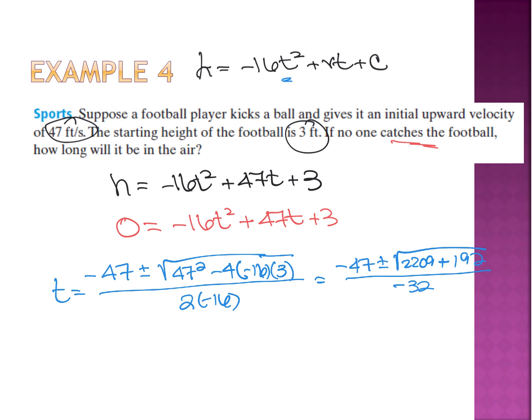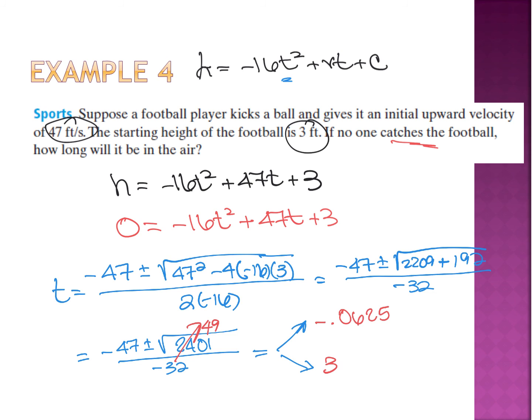So now if I simplify everything, I get negative 47 plus or minus the square root of 2,209 plus 192 divided by a negative 32, which again is going to give me negative 47 plus or minus the square root of 2,401 divided by a negative 32. And I'm going to break this up into my two solutions. And when I do that, I get a negative 0.0625. And remember, I'm really looking at time. So this would be seconds, or I get 3 seconds.